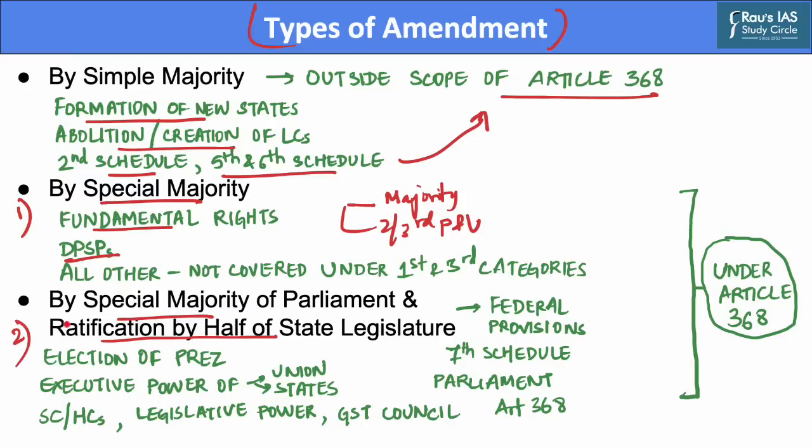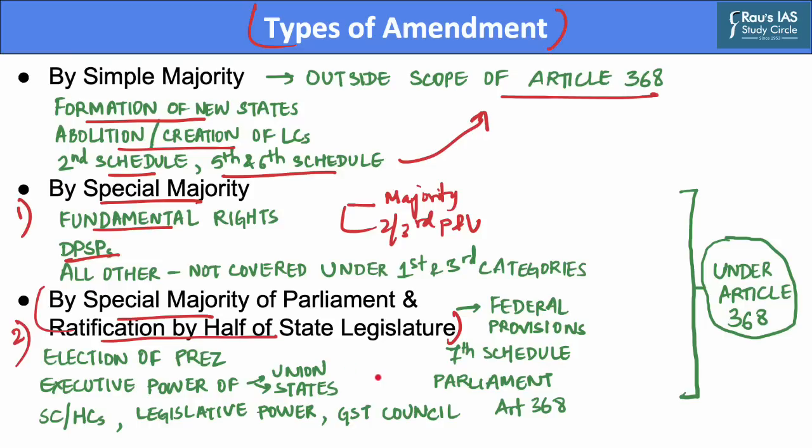The second type of amendment under Article 368 is when the provisions of the Constitution which are related to the federal structure of the polity are altered. This kind of amendment requires passage of the Constitution Amendment Bill by a special majority of the Parliament and also requires the consent of at least half of the state legislatures by simple majority.